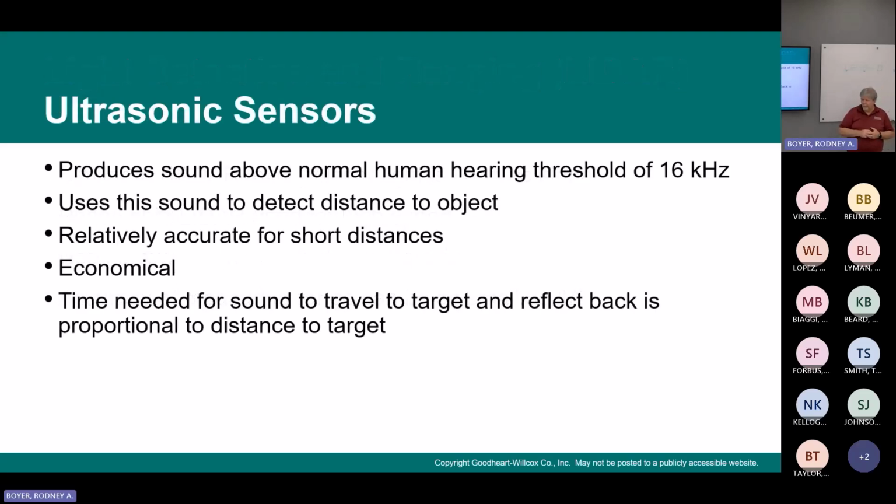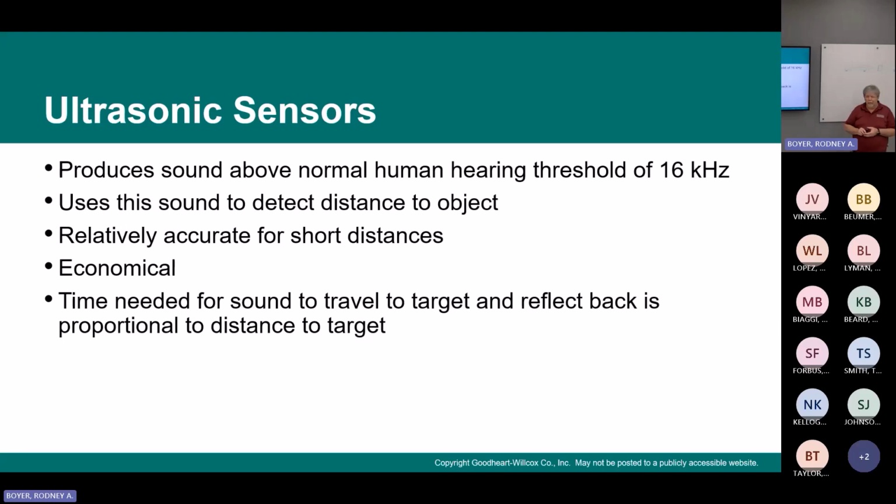Ultrasonic: ultra meaning above, sonic is the sound you're able to hear, so it produces sound above the normal hearing threshold of 16 kilohertz. The ultrasonic sensors produce sound above 16 kilohertz.